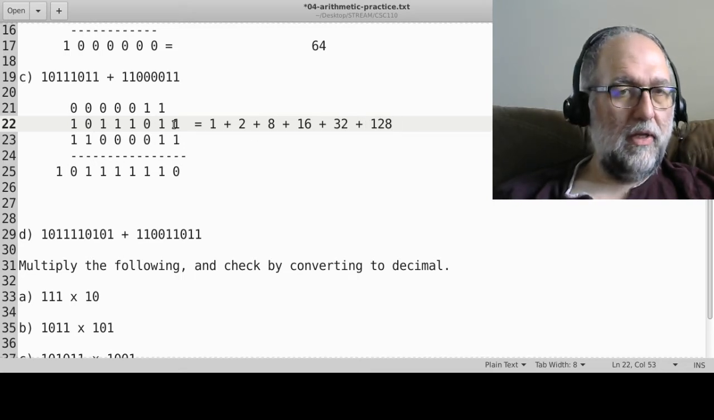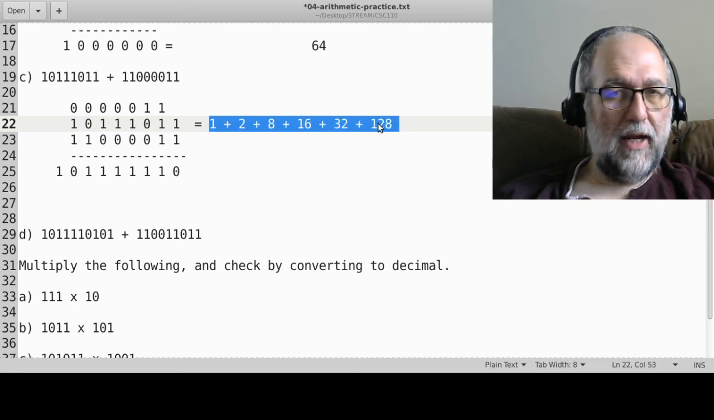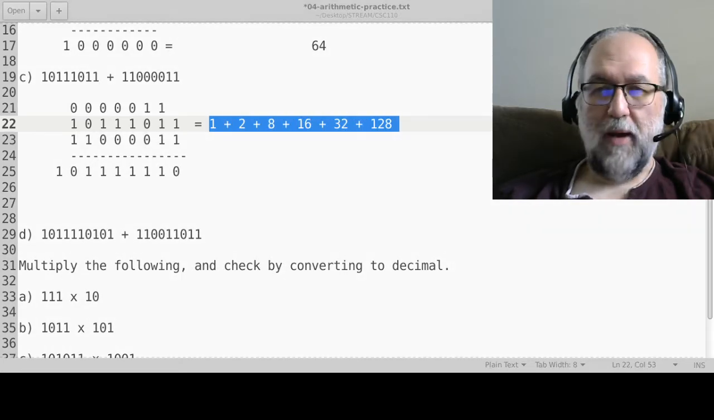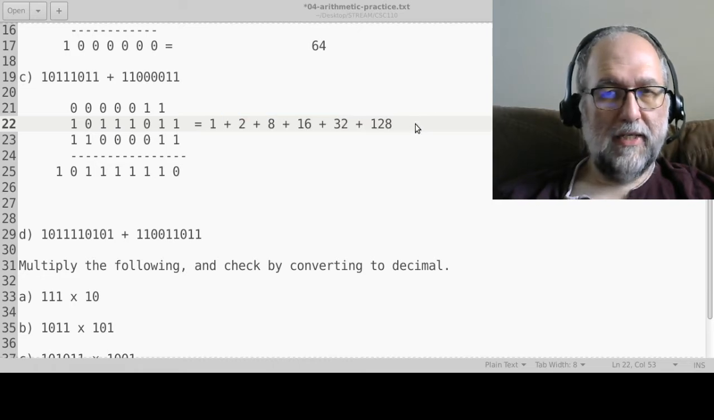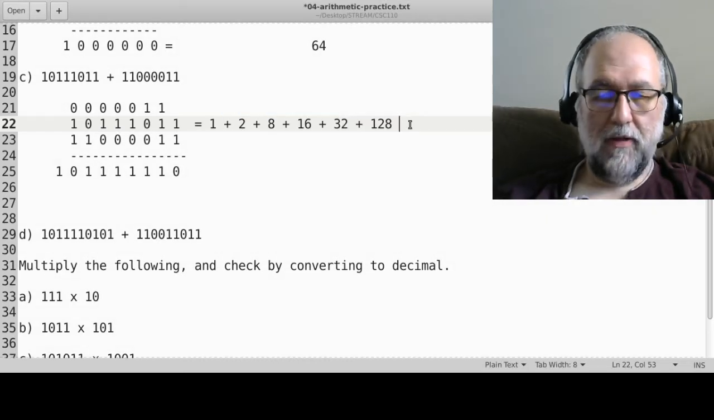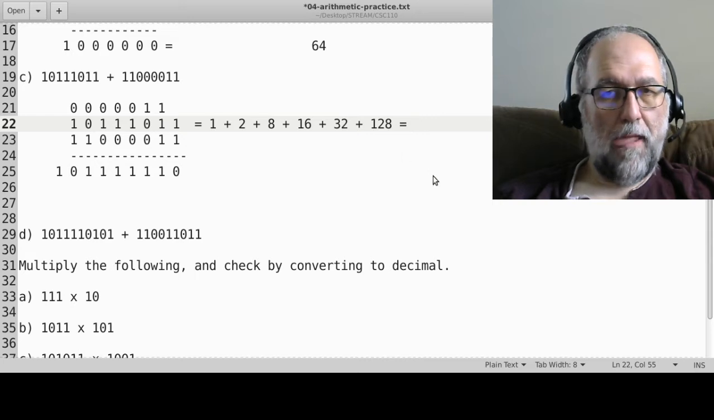Okay? So let's make sure I did that right. That's 1, 2, no 4, 8, 16, 32, no 64, and 128. Let's see what that adds up to. So I've got to use my calculator for that. And that gives me 187 in decimal, like that.